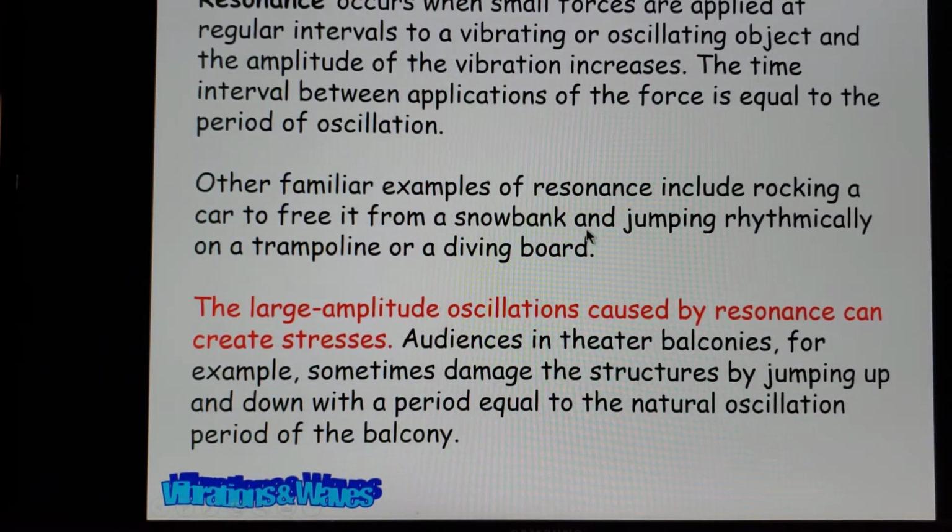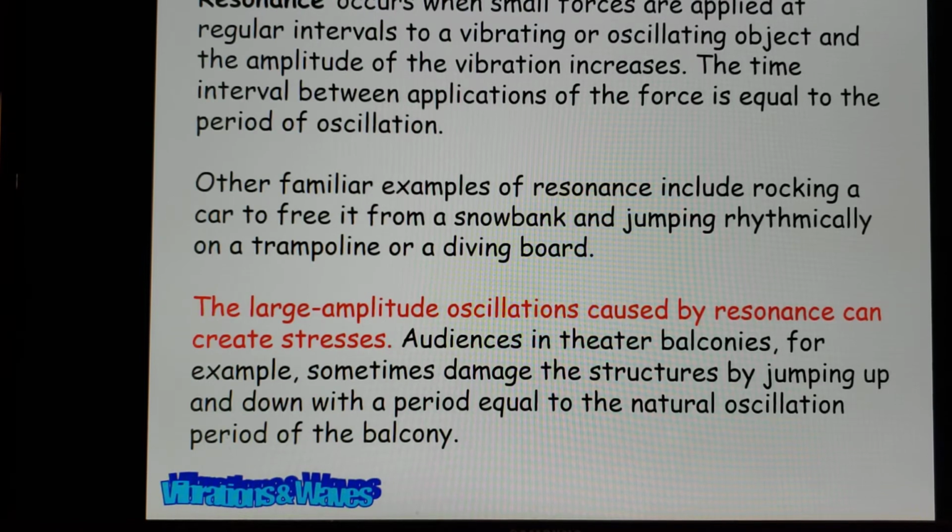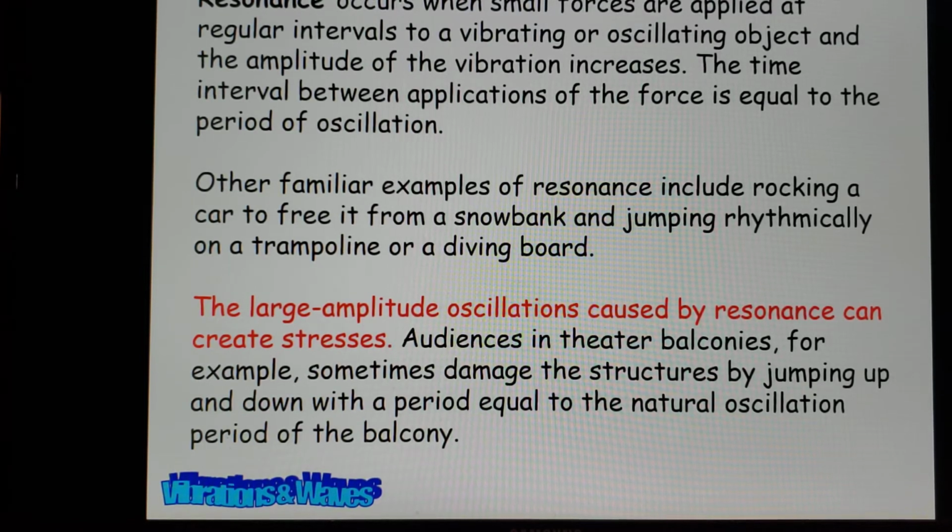Okay, resonance is something that occurs when a small force is applied at regular intervals. So if you push a kid on a swing, there's one particular time you can push the kid and make him or her go faster. If you try to push the kid when the kid's coming up toward you, it's going to knock you over. So resonance includes rocking a car to free it from a snowbank and jumping on a trampoline or diving board. And resonance can cause problems.